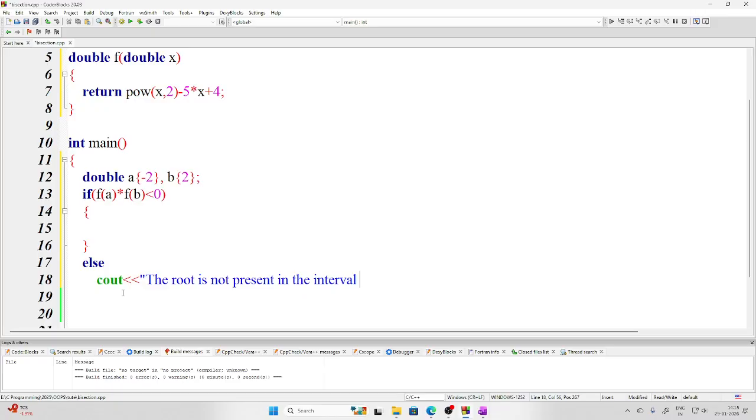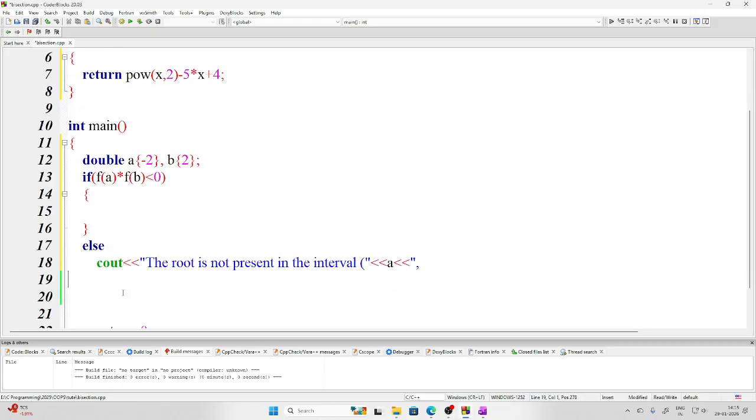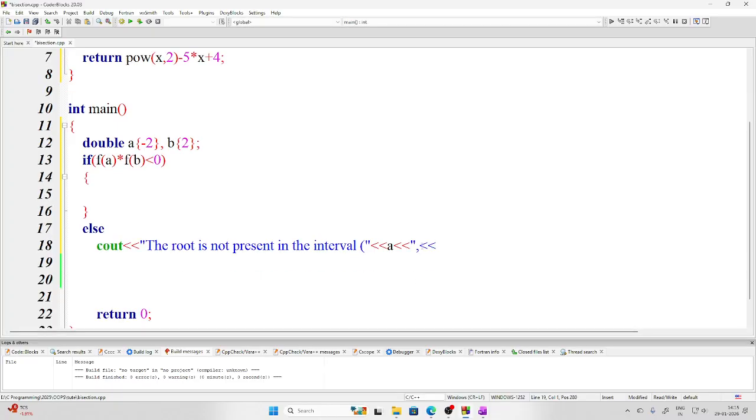What is the interval? It is a, and then comma, and then b, closed, and endl. Okay, so if fa times fb is not negative, then the root is not there in the interval and you come out of the program. That's it. If the root exists, then you have to find the mean.